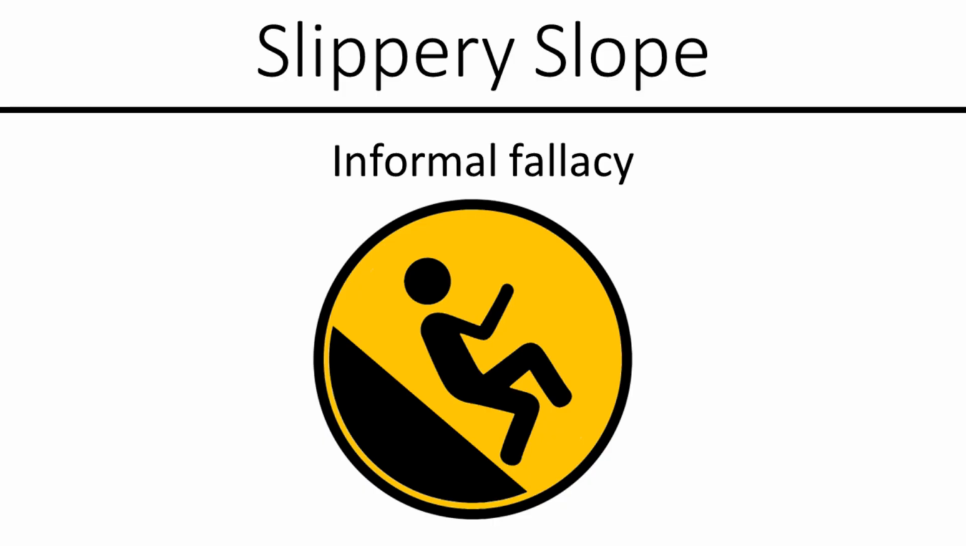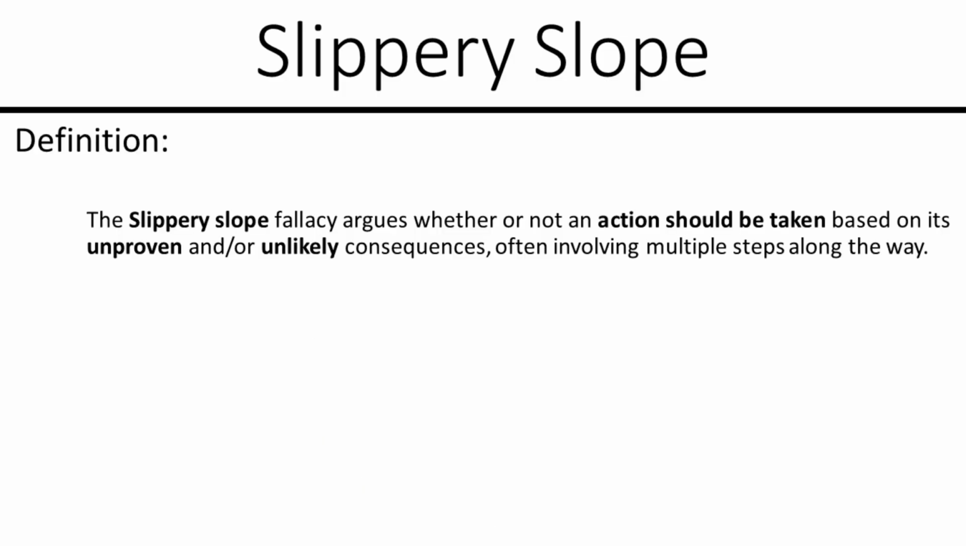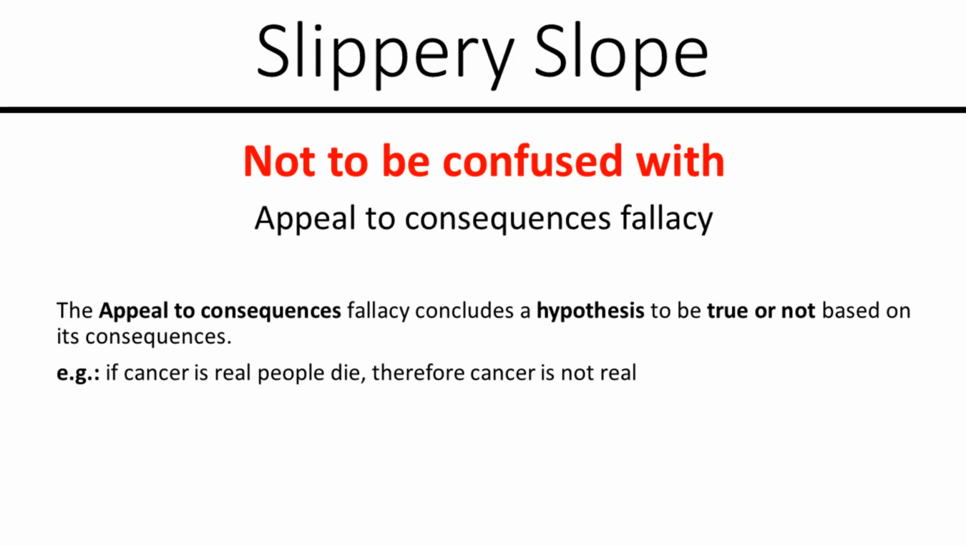The slippery slope fallacy is an informal fallacy that argues whether or not an action should be taken based on its unproven and/or unlikely consequences, often involving multiple steps along the way. It is similar to the appeal to consequences fallacy. However, the appeal to consequences fallacy concludes a hypothesis to be true or not based on its consequences. For example, if cancer is real, people die, therefore cancer is not real.